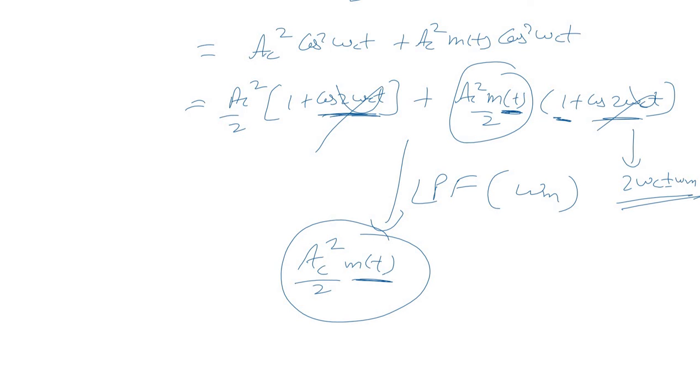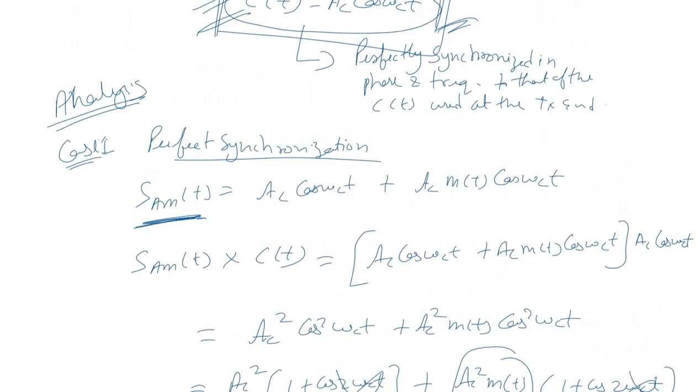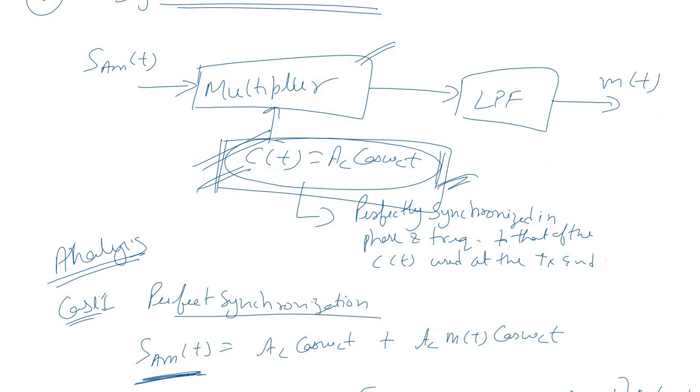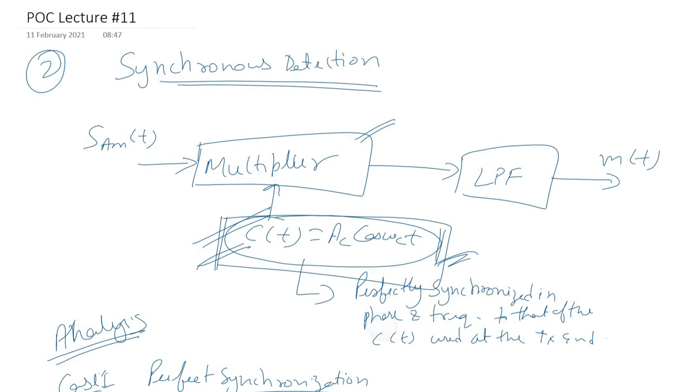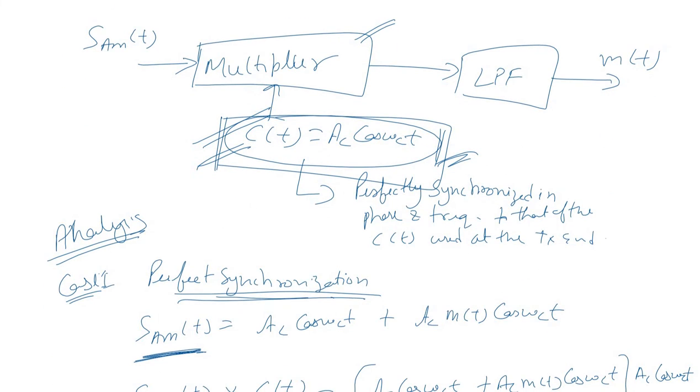And I've already told you that we need not worry about the scaling factor because that can be eliminated at any point in time. That is not a big concern. So we can see that the resultant we are getting is some scaled version of our message signal, which is the desired thing for us, right? So this is how synchronous detection takes place, assuming perfect synchronization.